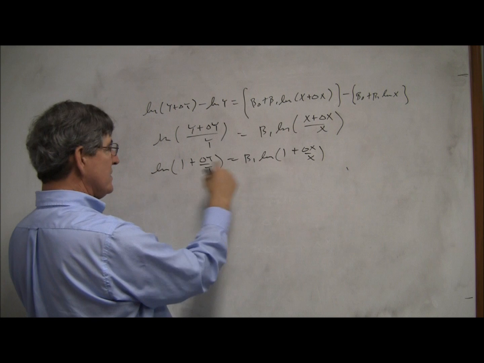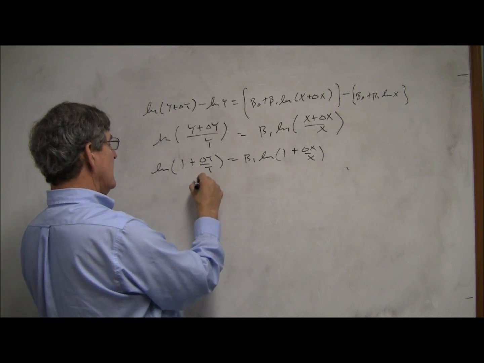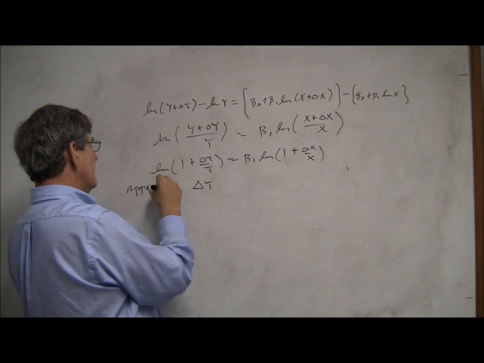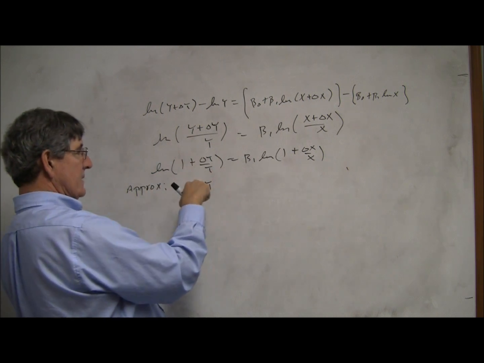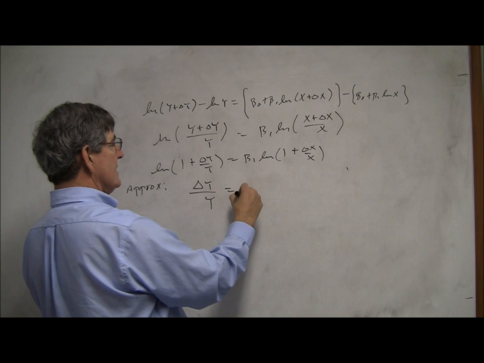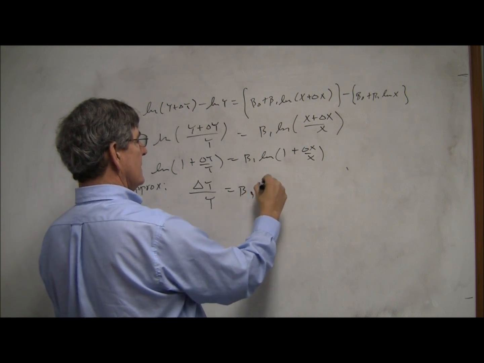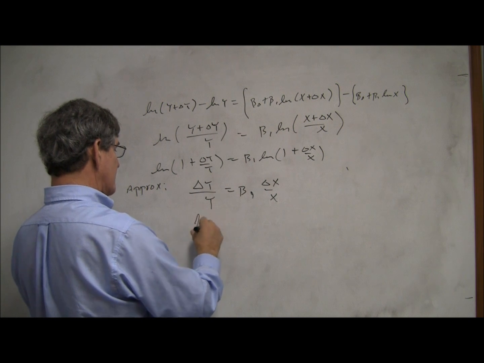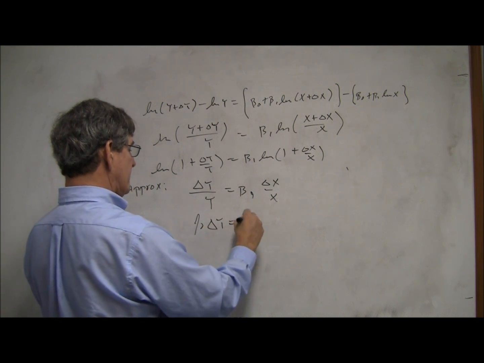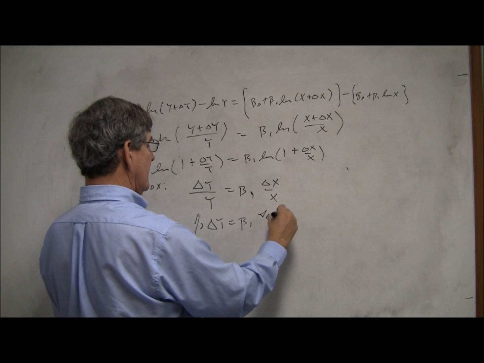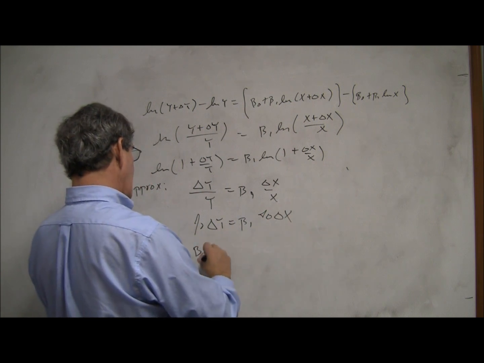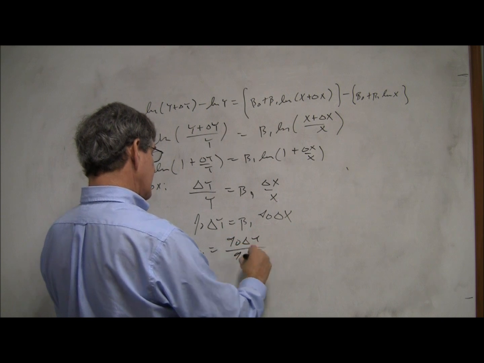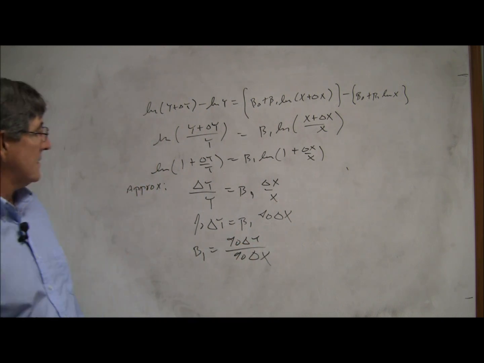And for small changes, these are approximately equal to delta y. So this is approximately equal to delta y over y is beta 1 delta x over x. But these are just percentage changes. So the percentage change in y is beta 1 times the percentage change in x. So beta 1 is nothing more than percentage change in y over percentage change in x.